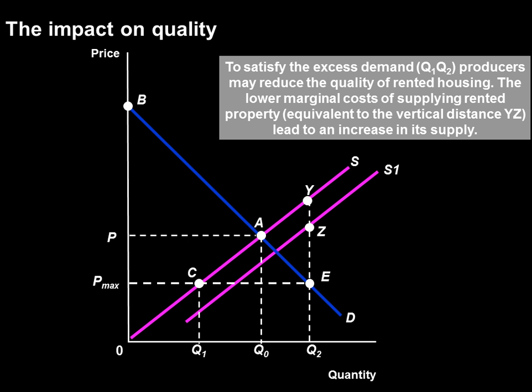What in effect they're doing is they're reducing the quality of the rented accommodation available. And what they're in effect doing is spending less on repairs and maintenance and the general upkeep of rented accommodation. In other words, the quality is going to fall. And we can show that as a reduction in the marginal cost in supplying rented accommodation, so that the supply curve is effectively shifting to the right.